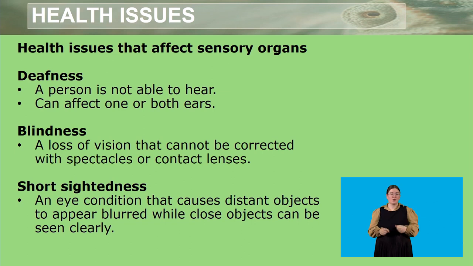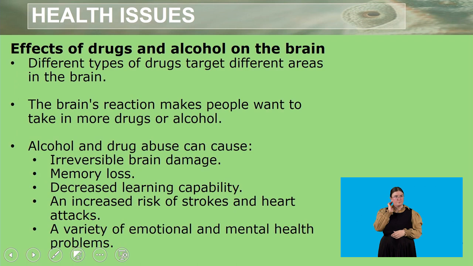Lastly, we look at short-sightedness. This is an eye condition that causes distant objects to appear blurred while close objects can be seen clearly. Our last issue is the effects of drugs and alcohol on the brain. There are different types of drugs that target different areas in the brain. The brain's reaction makes people want to take in more drugs or alcohol, and this is usually to behave in a certain way.